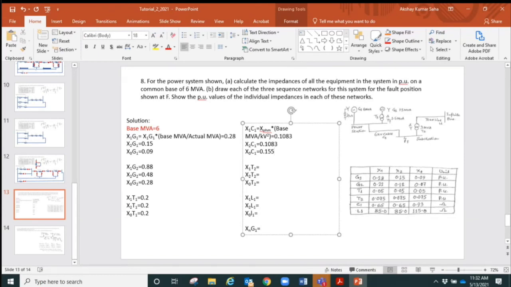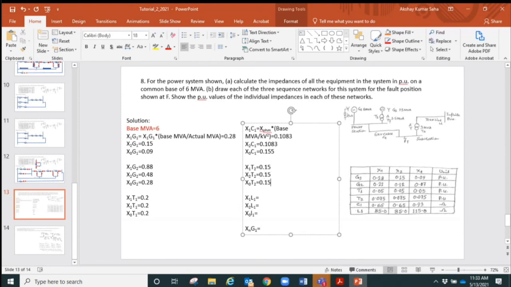They're all 0.15. T2, they'll all be 0.15. So we're done with T2.